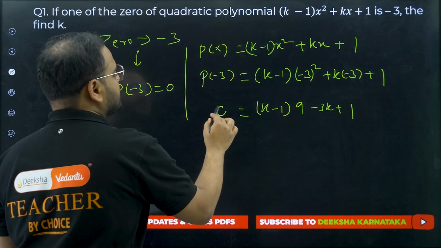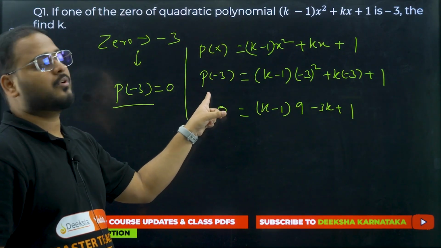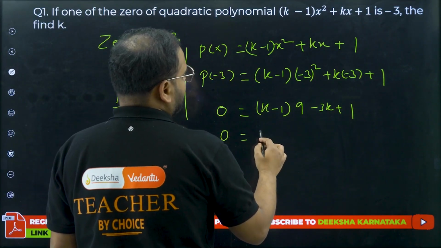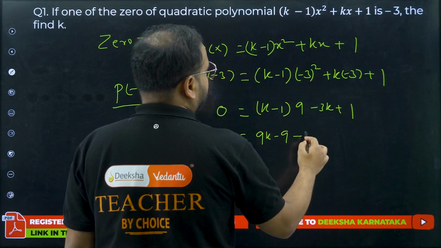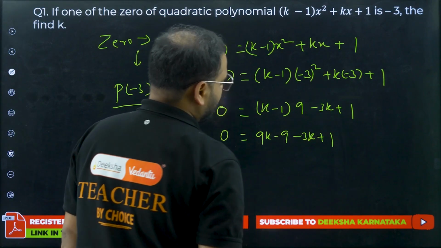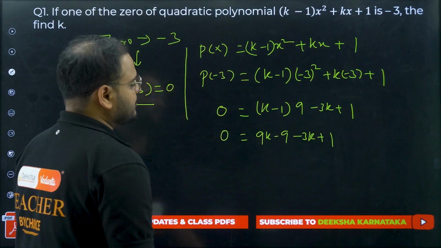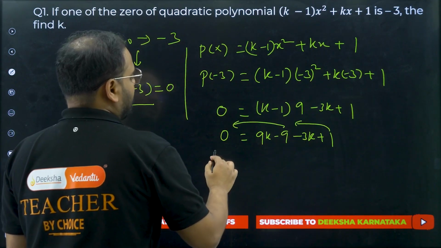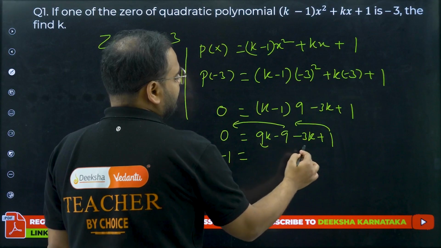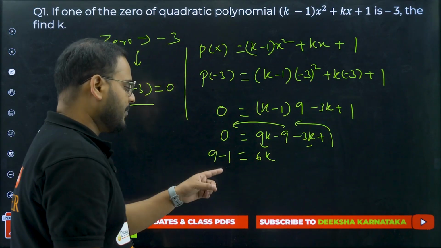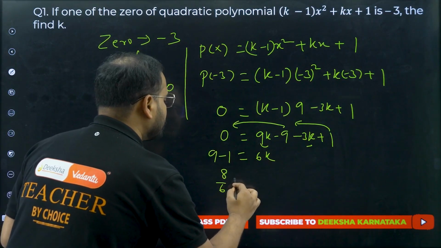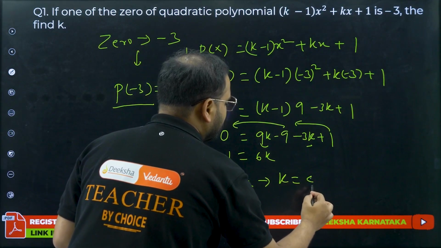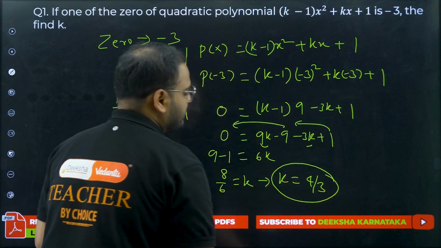How much is this? This is 0, sir. Because minus 3 is a zero. So please check. I'll get 9k minus 9 minus 3k plus 1. Bring this 9 and this 1 over to this side. You get plus 9 minus 1 equals, 9k minus 3k is 6k. Bring this over here, I get 8 by 6 equals k. Simplify, you get k as 4 by 3. My final answer.